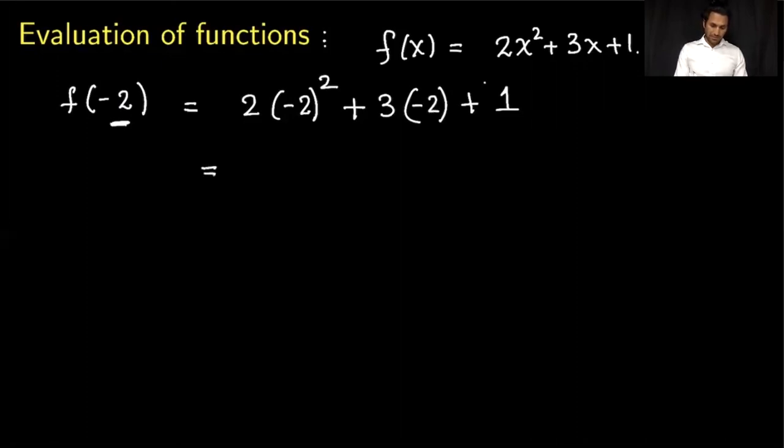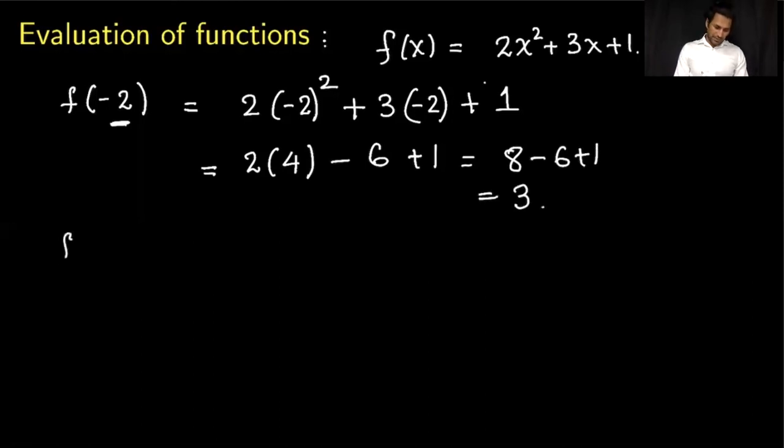Now I will simplify. As you can see, when you have an even exponent on any negative number, it will make that number positive. So you will get negative 2 squared, which is positive 4. This will be negative 6, and that will be plus 1. So this is 8 minus 6 plus 1. Let's evaluate at some different value. Suppose we evaluate at 1/3.